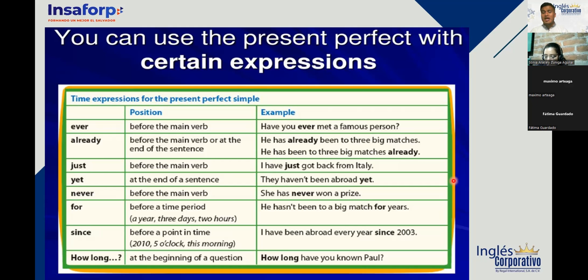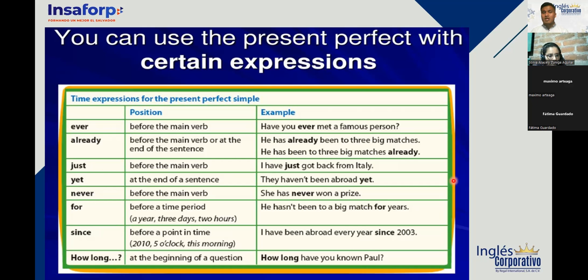So if I say, how long have you known Paul? ¿Por cuánto tiempo has conocido a Pedro, verdad? Paul. O Pablo, I'm sorry. Pablo, Paul. How long have you known Paul? ¿Por cuánto tiempo has conocido a Pablo?